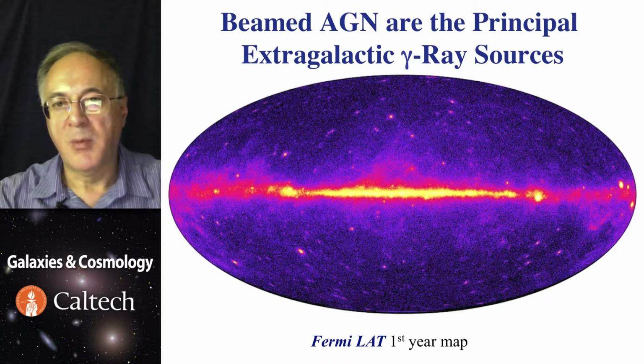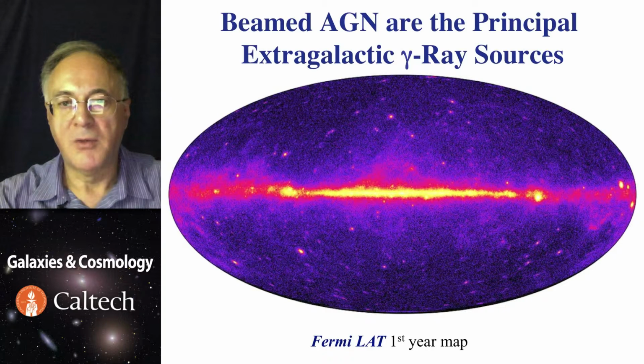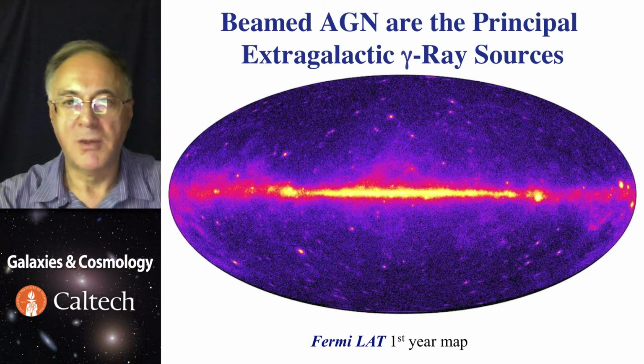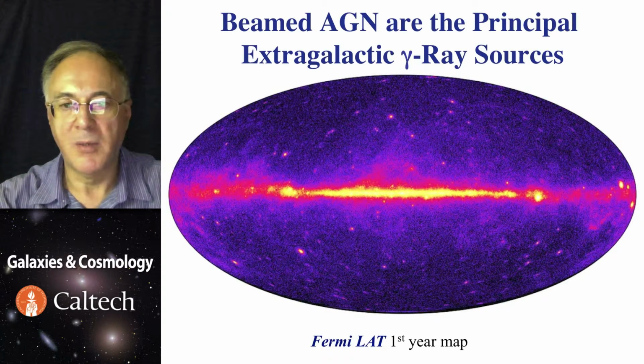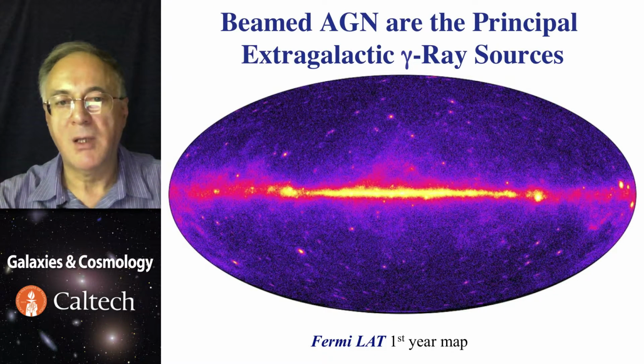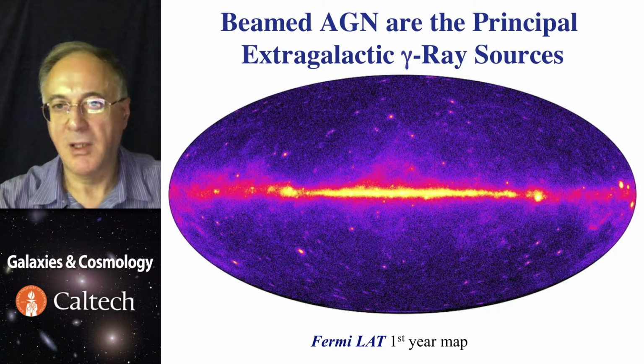This is a sky map from Fermi satellite after the first year of operation, and you can plot it in galactic coordinates and see the Milky Way plane has a lot of gamma ray emission from a variety of sources. But outside the plane, there are point sources, and essentially all of them are associated with active galactic nuclei, and specifically with blazars.